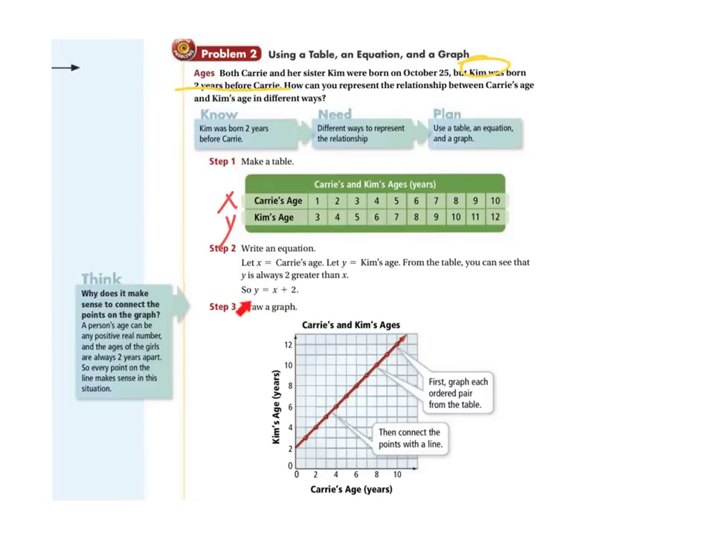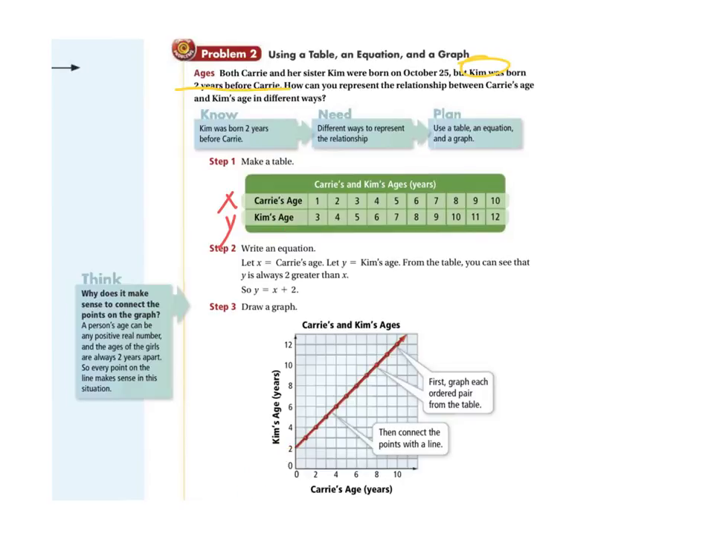Right? Add 2, and you get y. We can graph it. And again, we did talk about before how that actually technically starts out with the point (0, 2), because when Carrie was born at 0 years, Kim was already 2. So that's that point right there, (0, 2).